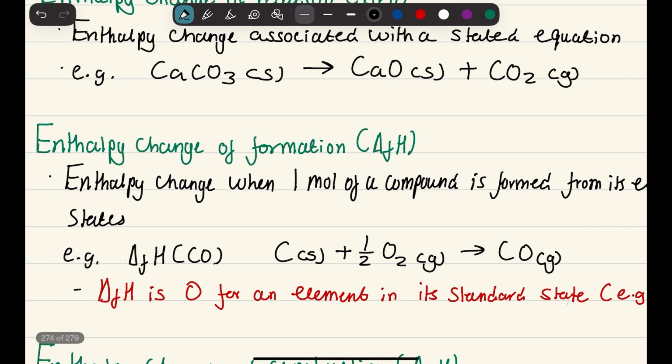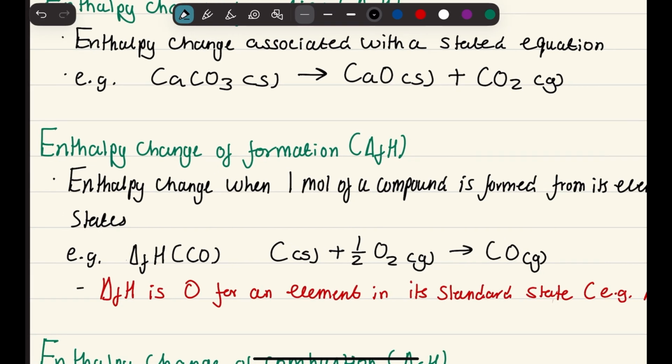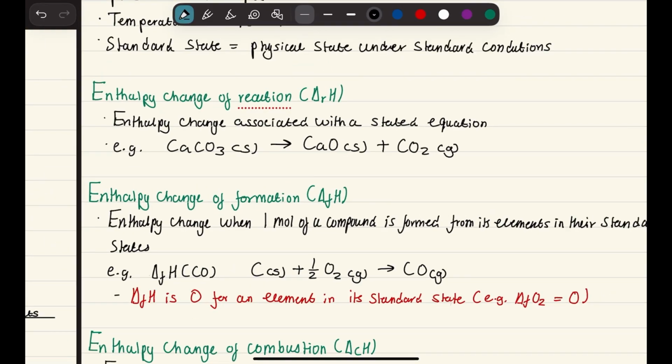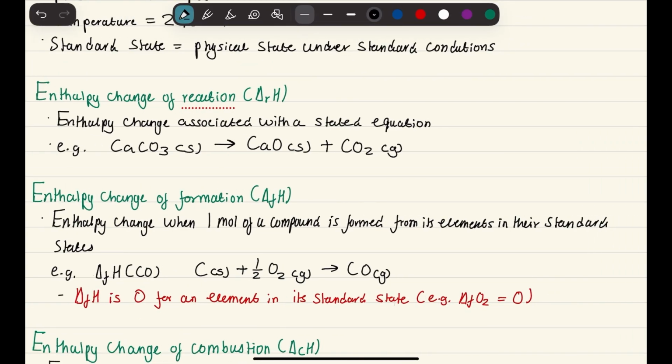With these ones, I cannot stress it enough. You need to learn these definitions. You can get easy 1-2 markers just on the definition. So really important to learn them. So the enthalpy change of formation is the enthalpy change when 1 mole of a compound is formed from its elements in their standard states. And you can see the example there with carbon monoxide. So the enthalpy change of formation for carbon monoxide is equal to carbon in a solid state, you have to remember your state symbols, plus half an oxygen molecule, goes to carbon monoxide.